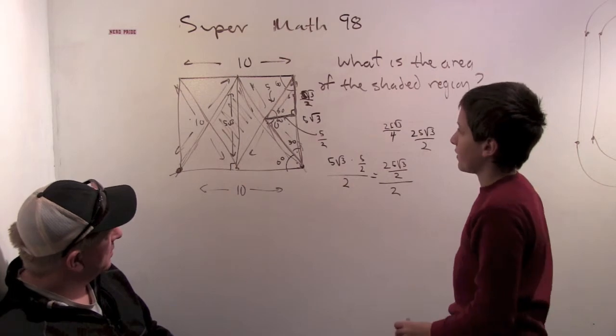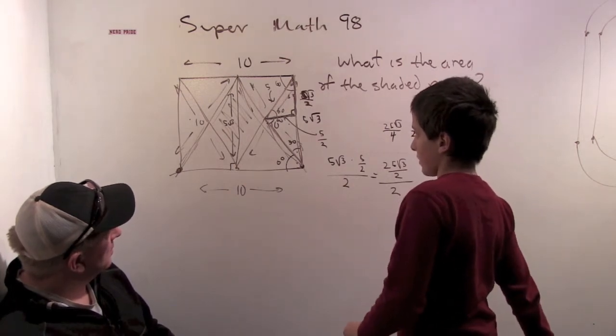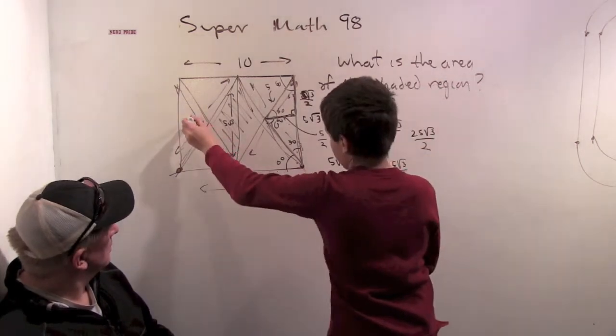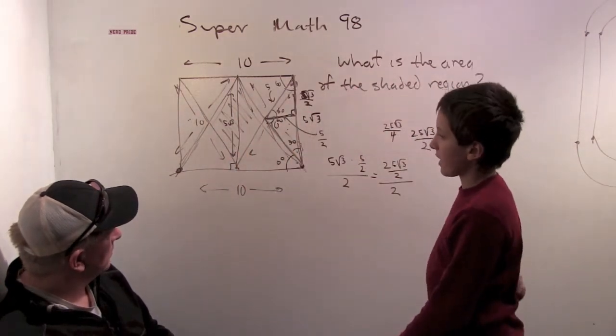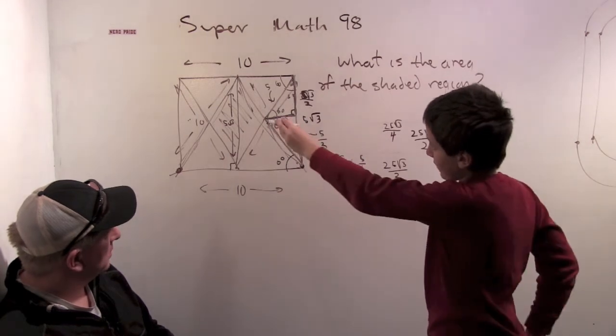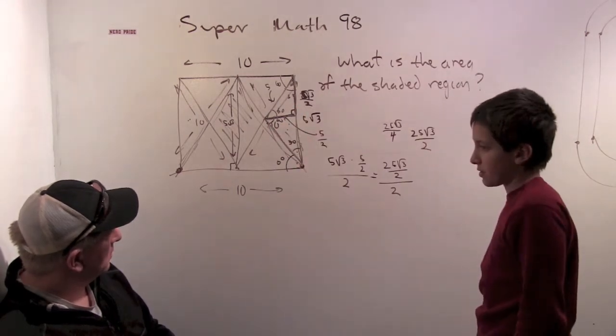I'm planning on subtracting the area of these triangles plus the area of the two equilateral triangles from the area of the rectangle. Okay. And then what's left over is the area of the rhombus. All right.